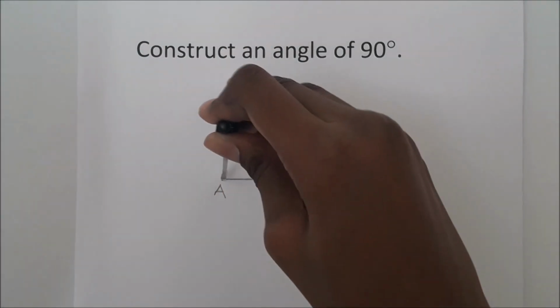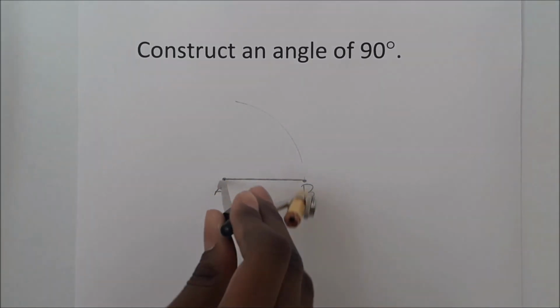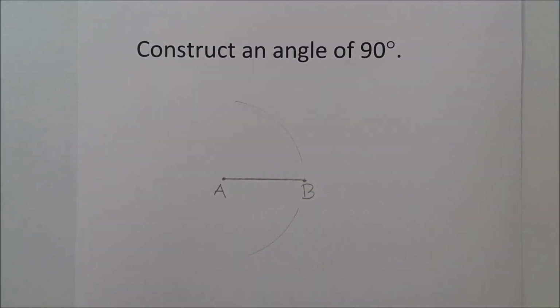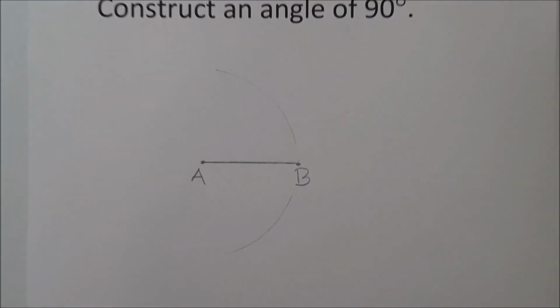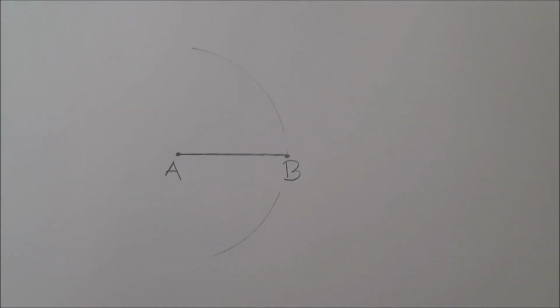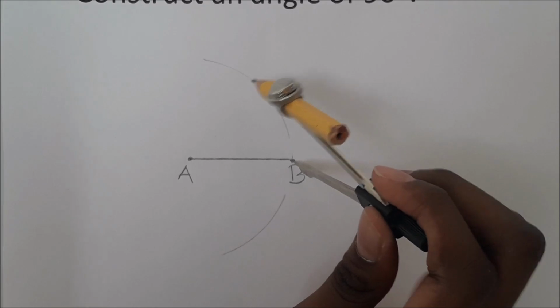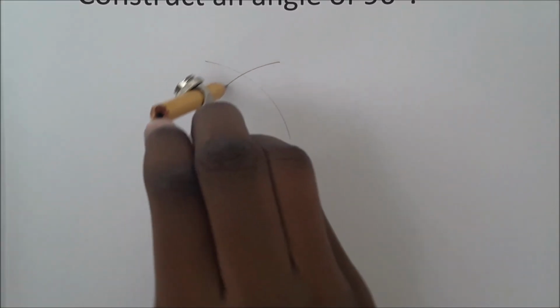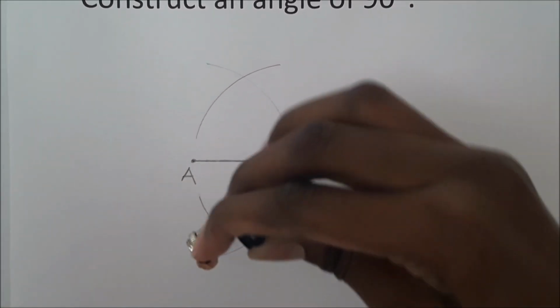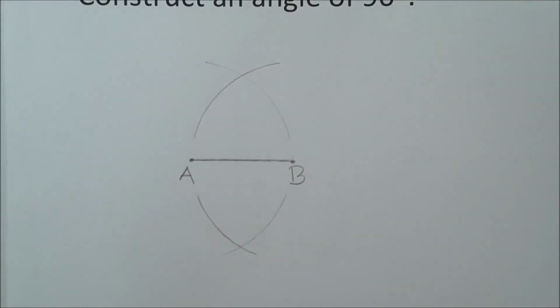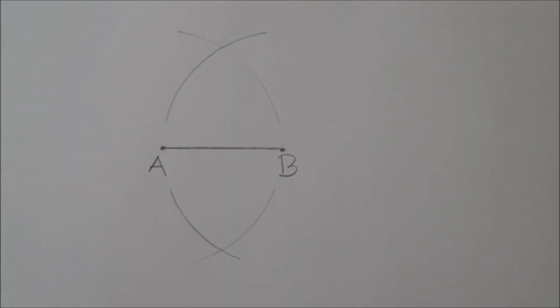Then you draw an arc at the top and draw an arc at the bottom. Let's check it. Okay, arc at the top, arc at the bottom. Go ahead. Then go to point B and do the same without changing it. Good. An arc at the top and an arc at the bottom. Okay, let's check it. Excellent. Next step.